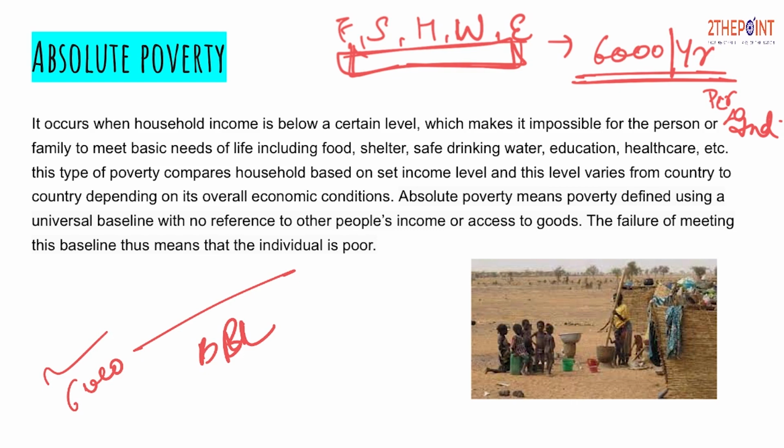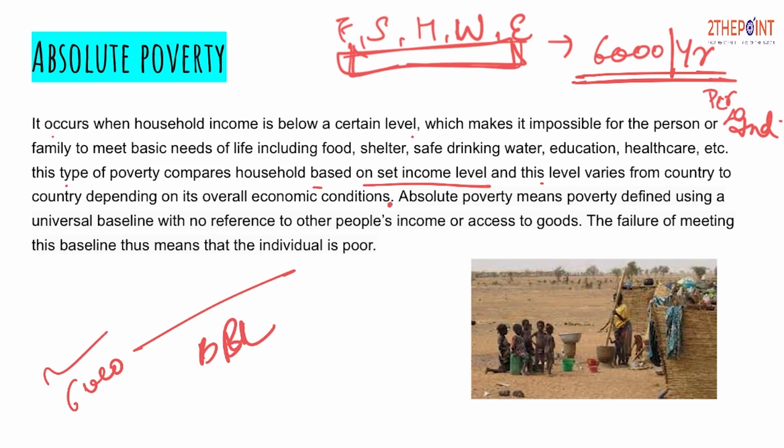Now we will just quickly go through the slide. It occurs when household income is below a certain level, which makes it impossible for the person or family to meet the basic needs of life, including food, shelter, safe drinking water, education, healthcare, etc. This type of poverty compares households based on said income level, and this level varies from country to country depending on its overall economic conditions.